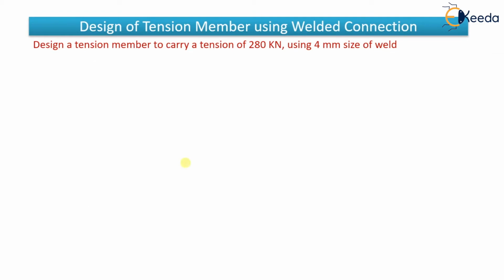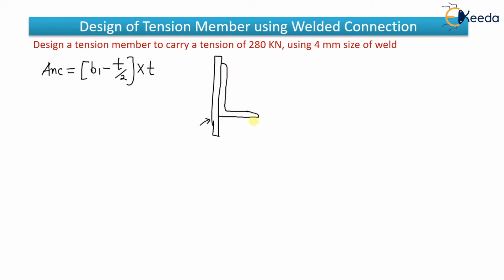Let's calculate that one. So the value of ANC will be equal to, what will be the value? I have given you the formulas. Okay, B1 minus T by 2 into T. See, if this is your angle, this is your gusset plate, this is your angle, it is connected like this. Here is some welding, here is some welding. Okay, so what will be the area of the connected leg? There are no deductions, but as I told you that half will be given to this, half one will be given to this, so that's why I'm taking B1 minus T by 2 into T.